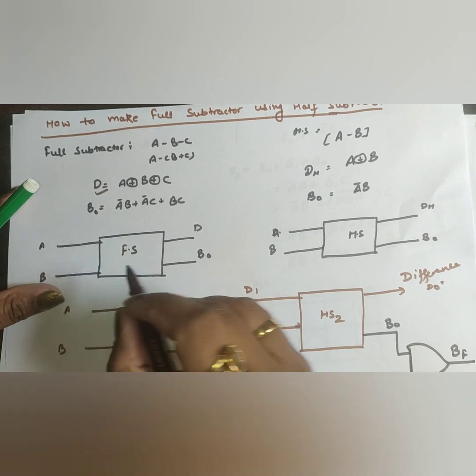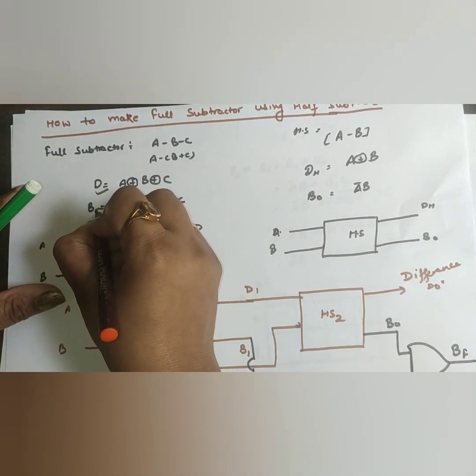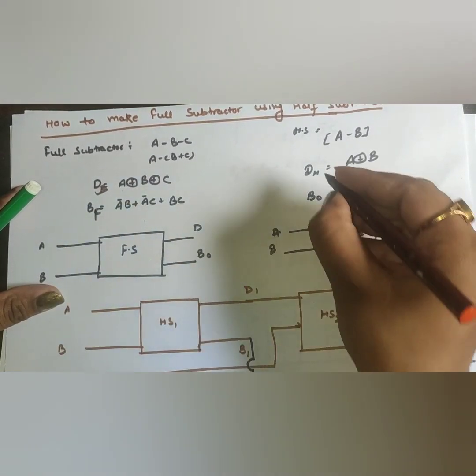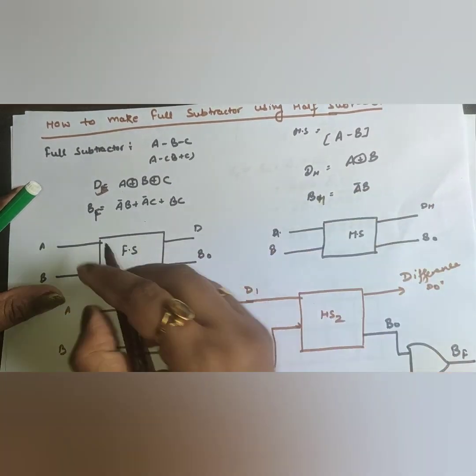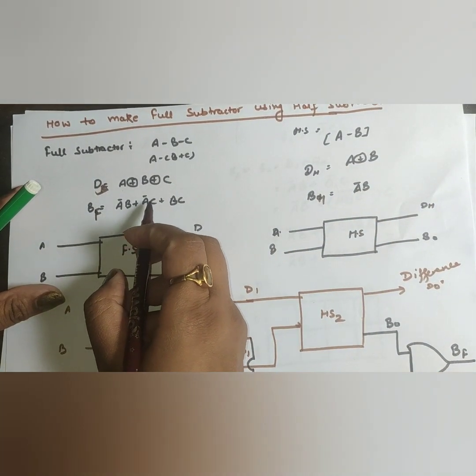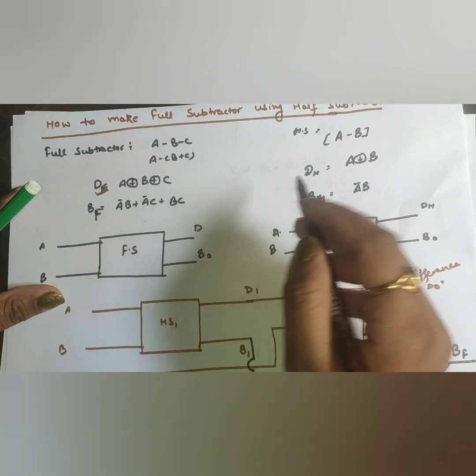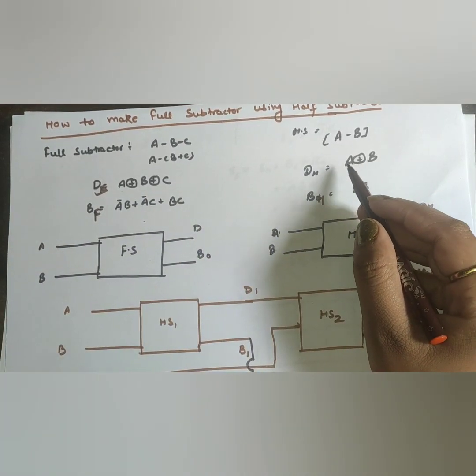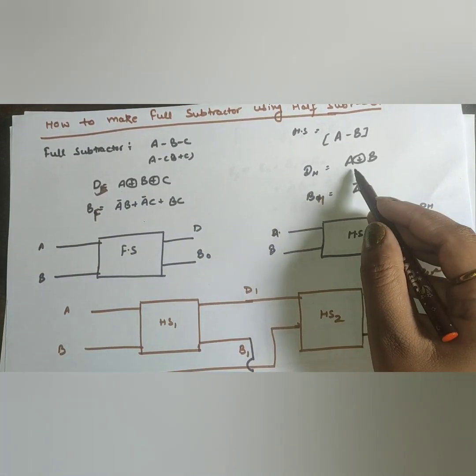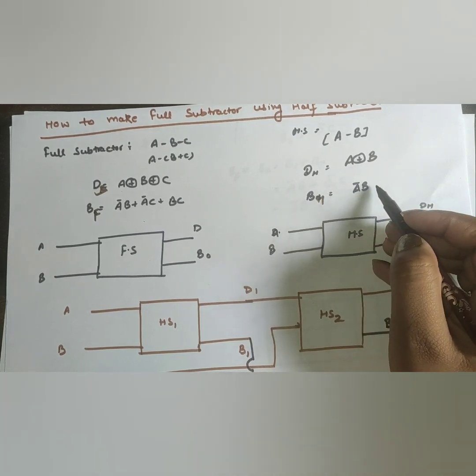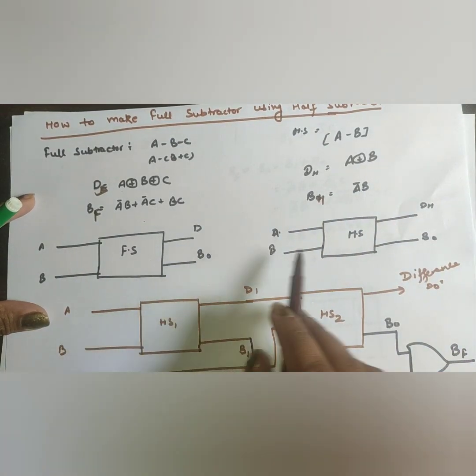Now let's suppose b0, or we can say bf, and this is the difference of full subtractor. This is half subtractor and bh. Now bf is a bar b plus a bar c plus bc, and in a half subtractor a minus b, the half subtractor difference is a XOR b and borrow is a bar b. So full subtractor and half subtractor.